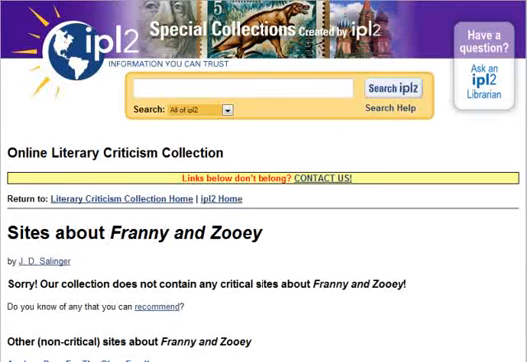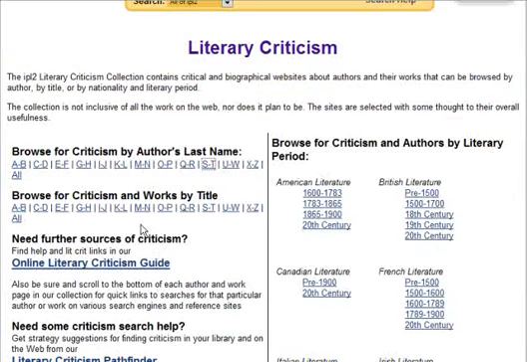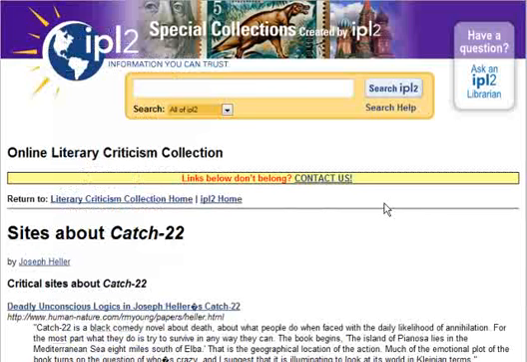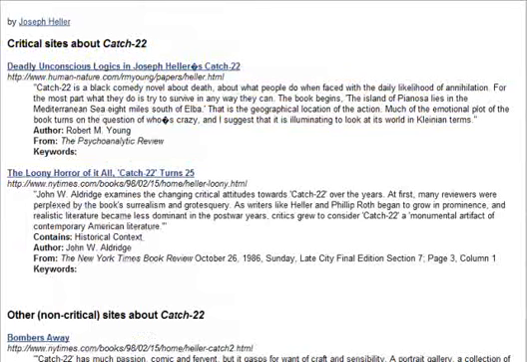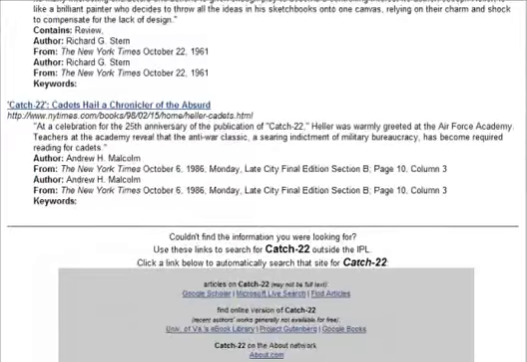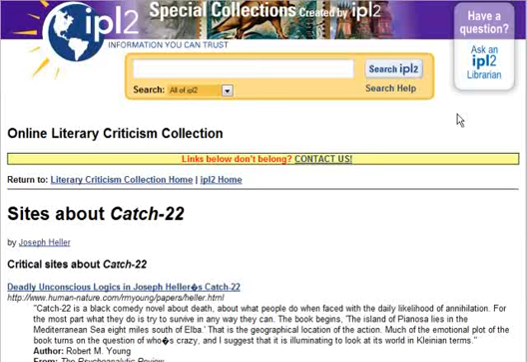The second way to browse is by work instead of by author. So if you were writing an essay on Catch-22 and that's all you really care about is that work, you would come down here and you would find the letter that it begins with, so C for Catch-22. And here is Catch-22. Now this is all the things that we have collected on Catch-22, critical and non-critical. That's another way you can browse instead of by author, and it'll take you right to the work.